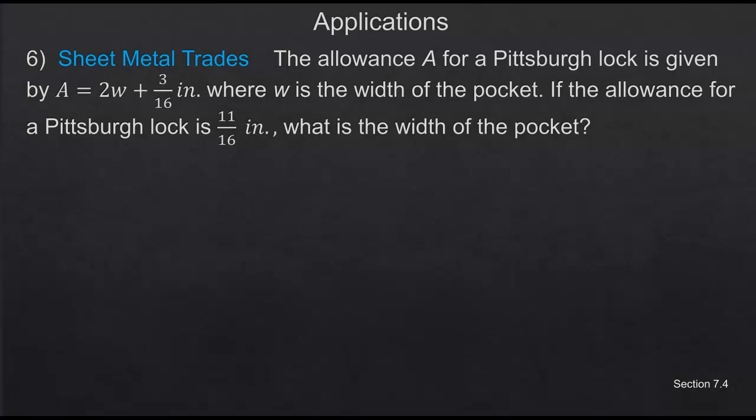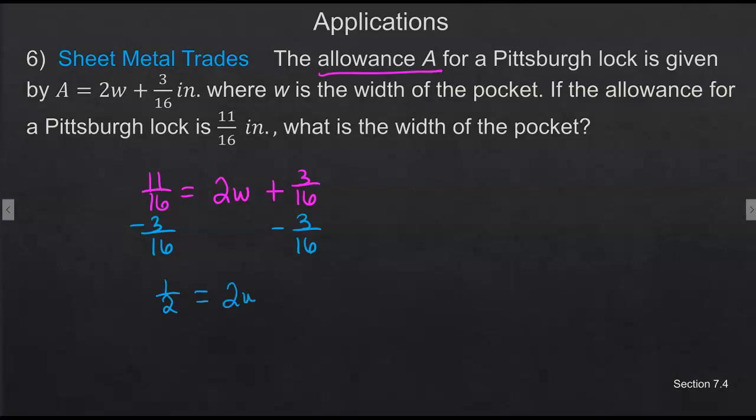So A is the allowance. Remember, they told us that right here. So when we substitute in, we're putting 11/16 in for A. And then we're just solving an equation. All right, so we're going to subtract 3/16. That gives us 8/16. You know what? I'm going to go ahead, so 8/16 is 1/2. Let's just go ahead and write it that way.